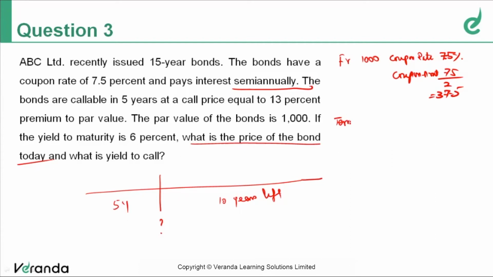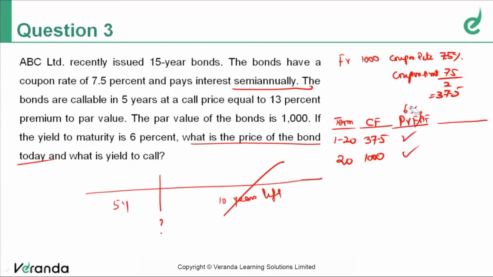So how do we take it up? We will have a column as term 1-20. Why 1-20? In a 10 years period, you have 20 coupons. Cash flow would be 37.5 and 1,000. Only for call you have a premium. For maturity, you don't have that. And the PV factor that you have to take up will be at 6%. PV factor or annuity factor, this you find out. In fact, it is not 6%, it is 3%. Why? Because 6% per annum should be taken as 3% for every 6-month period.